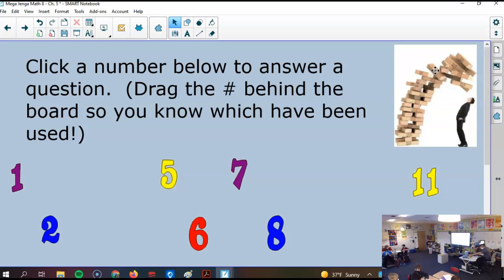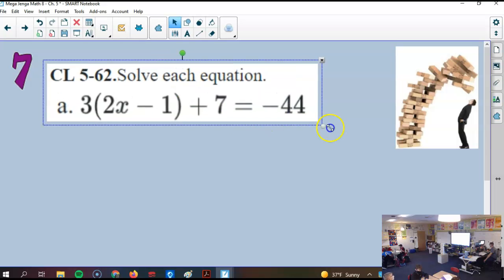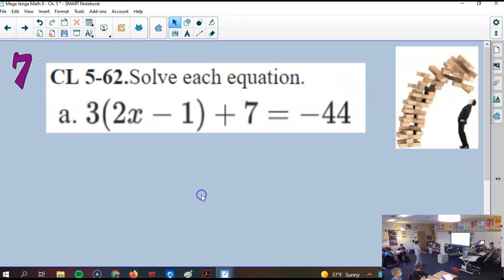Jordan, give me a number. You or somebody else, it doesn't matter. Solve for x. Yeah, solve the equation, right? So isolate x. 62A. Front of your paper, first question, 62A.